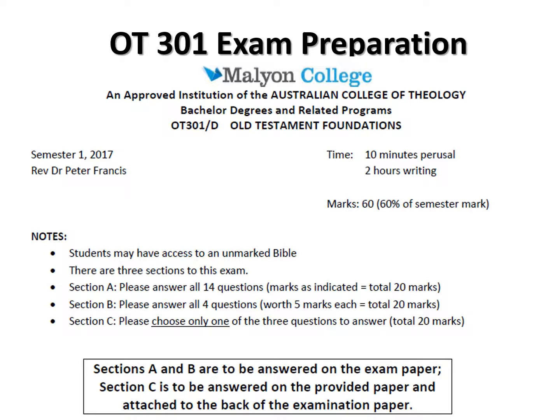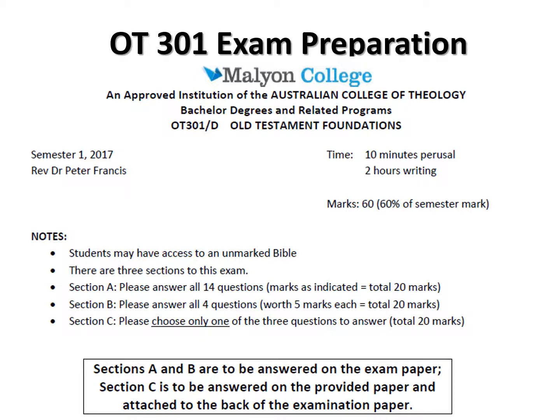As previously indicated, the exam then goes for 2 hours, and you will see that it is marked out of 60. The whole paper itself is worth 60% of the overall semester's mark, and so the following information sets out how those marks will be allocated. You'll see there that there are 3 sections to the exam.